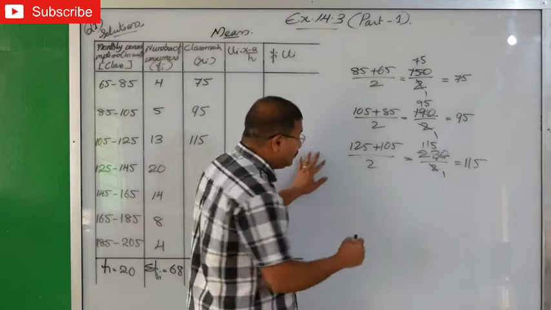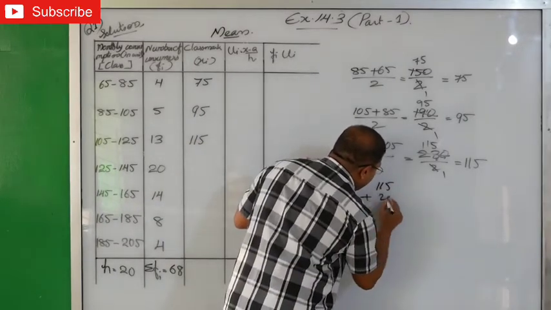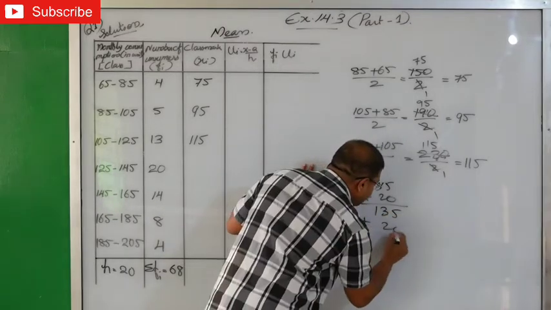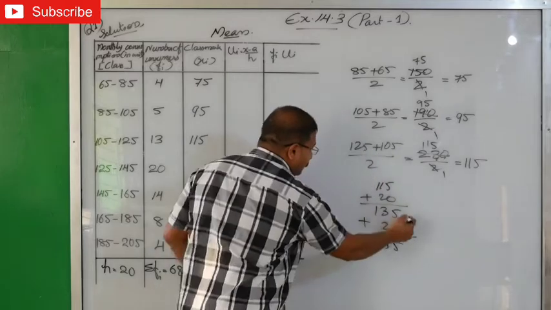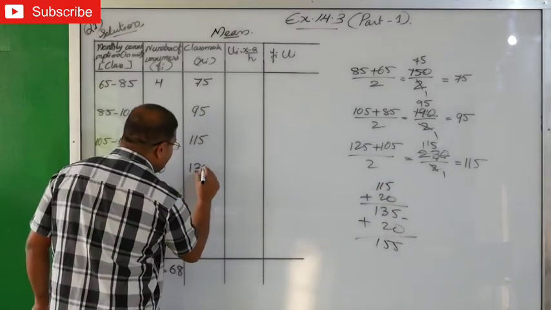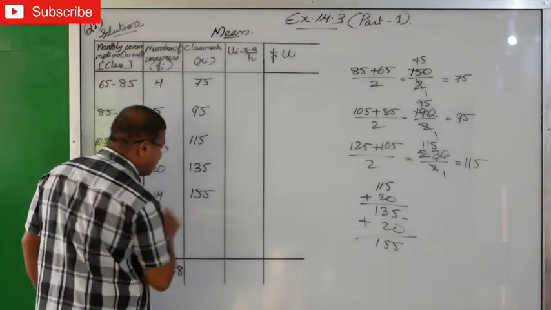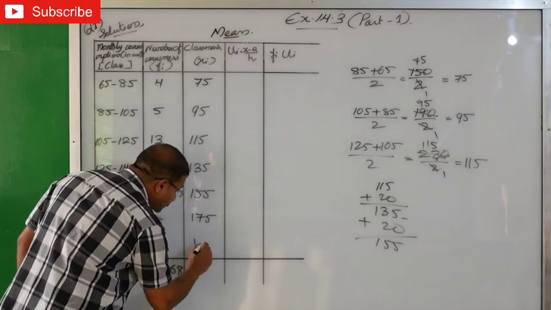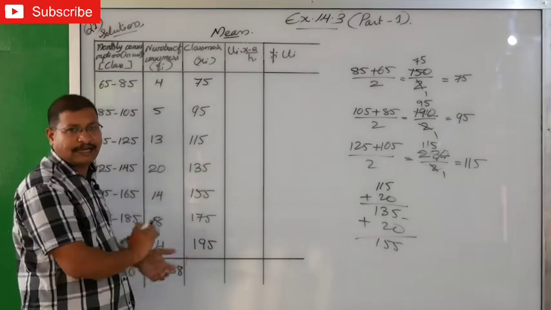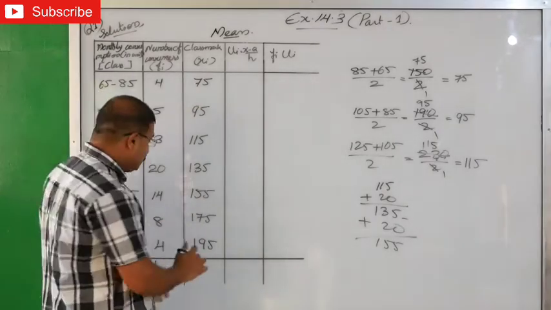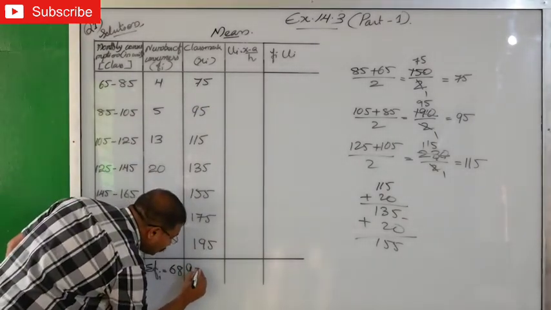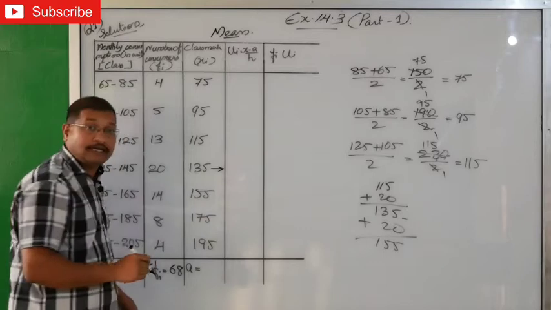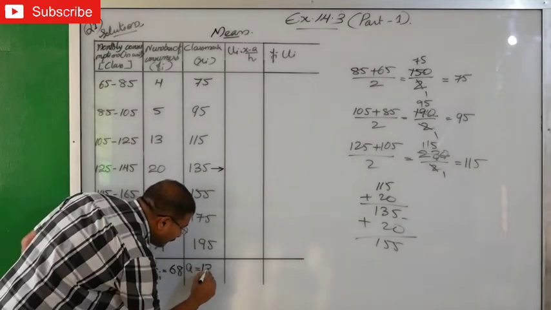So the next time what will you do? Yeah, 115 plus 20. That means 135. Again plus 20, 155. See, first we will write 135. After that, 155. Next will be 175, 195. Just add it and write. Ready? After that, now what will you do? From here we will find out the assumed mean, the middle term. So we are taking 135 as the assumed mean. That means 135 is A.